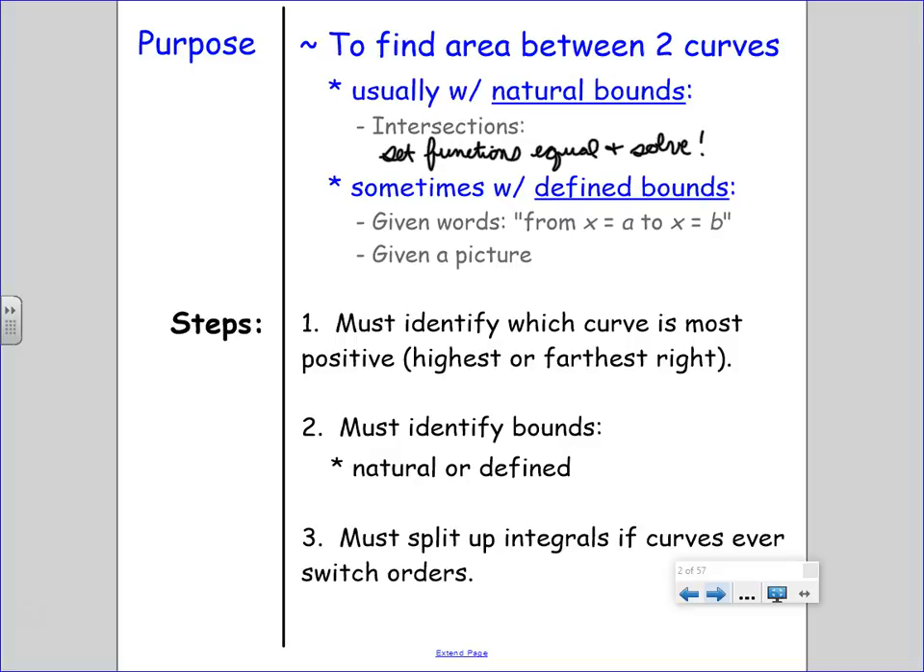Highest or farthest right would be the most positive. You must identify the bounds. But then just figure out, okay, is it natural, so I'm finding intersections, or is it defined, so I just steal what they give me? And then you must split up integrals if curves ever switch order.